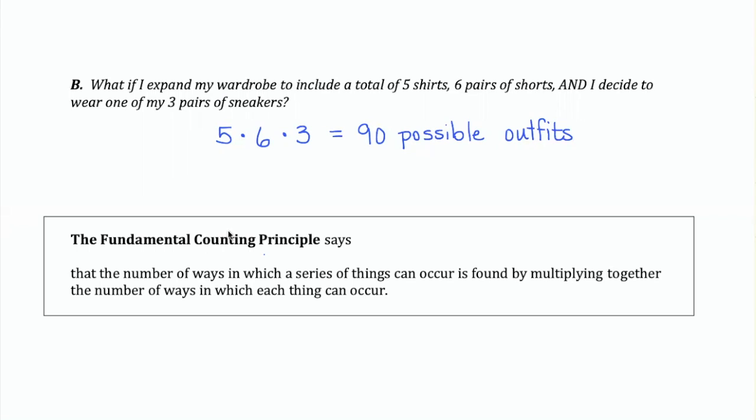So, this idea of multiplying the different options you have together to get the total number of possibilities is known as the fundamental counting principle. And all that says is the number of ways in which a series of things can occur is found by multiplying together the number of ways in which each individual thing can occur.